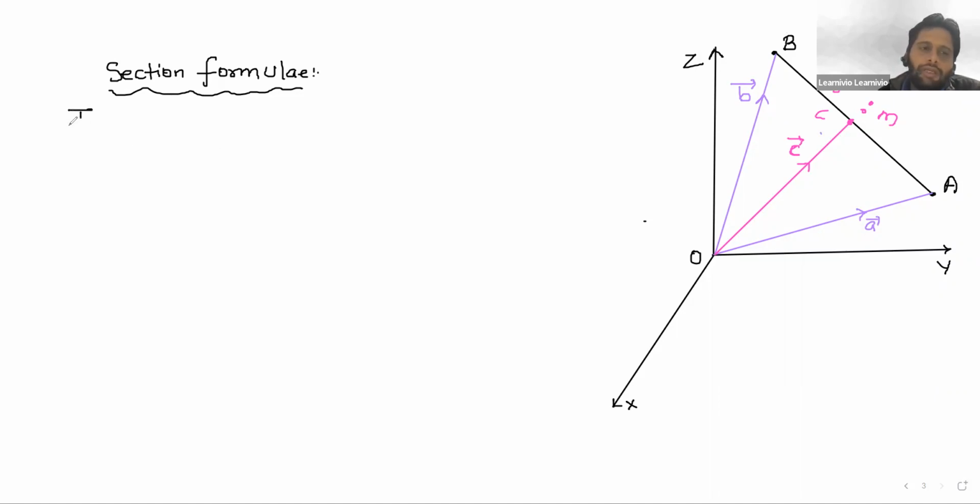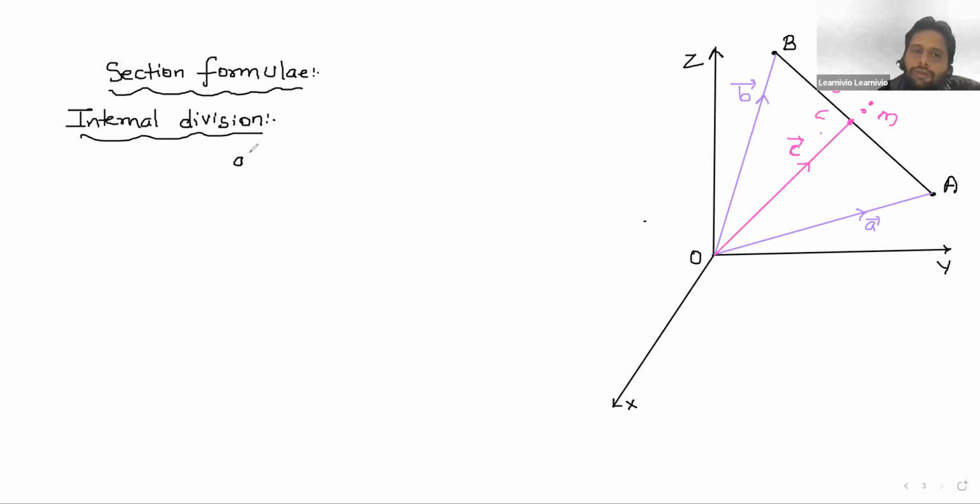First, we are doing internal division. Internal division means this point C lies inside AB.